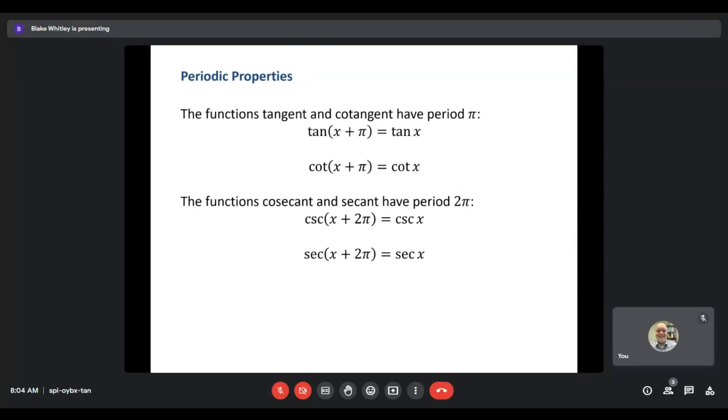Now, cosecant and secant, because they're reciprocals of sine and cosine, are going to have the same period as sine and cosine. Okay, so both of those functions have a period of 2 pi, and so those periods will behave the same way that sine and cosine did.